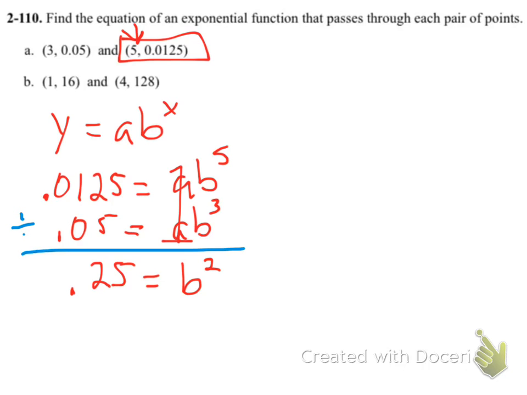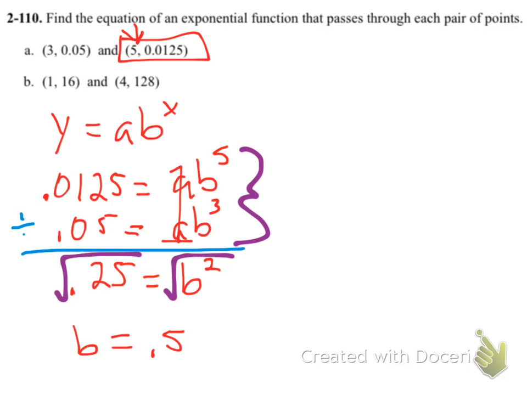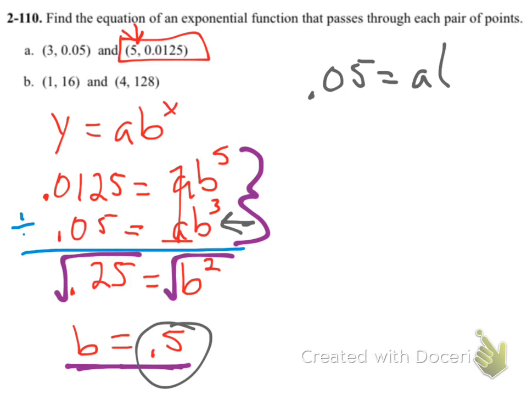Now what I need to do in order to solve for b, I take the square root of both sides. And b ends up equaling the square root of 0.25, which is 0.5. Now, in order to solve for a, I'm going to take one of these two equations, it doesn't matter which one, and I'm going to substitute in my b value and solve for a. So looking at that, I'm going to use the bottom one. So 0.05 equals a times my b value of 0.5 to the third.